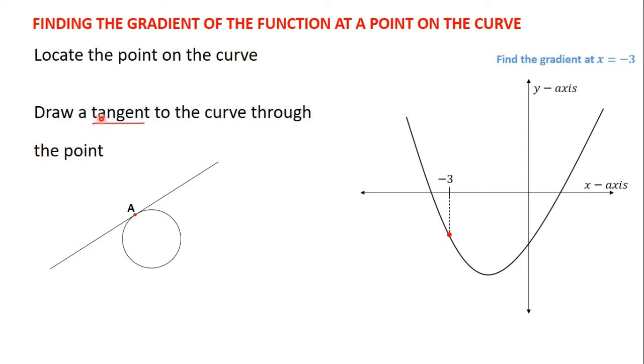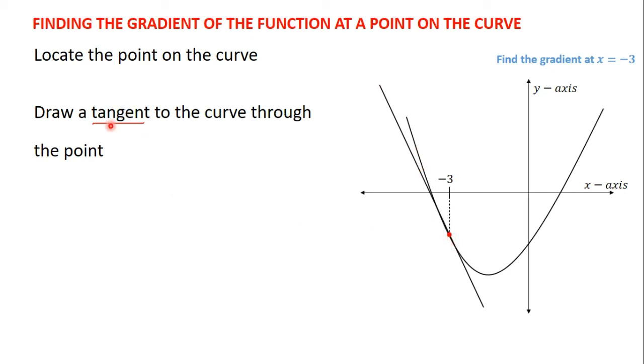The point here says that to find the gradient of the function at a point, we have to locate the point on the curve, which we have done. Then we draw a tangent to the curve through the point. So you draw a line that touches the curve through this point. Remember that the tangent does not cut the curve, it only touches the curve.